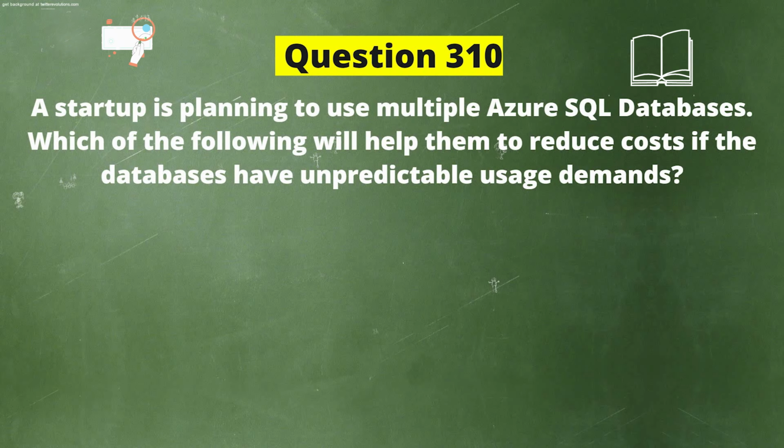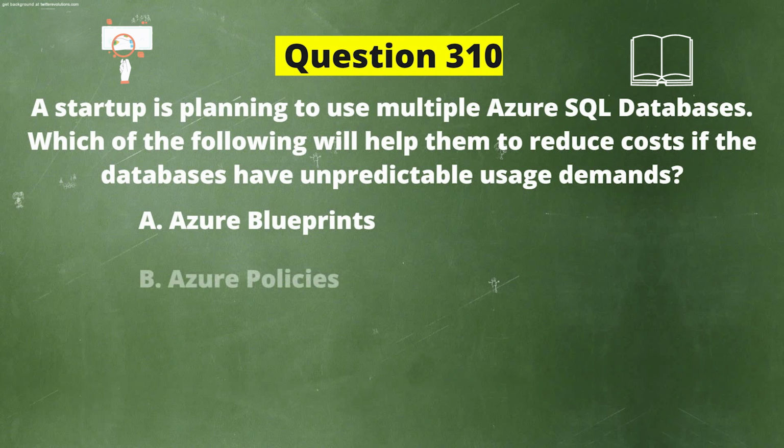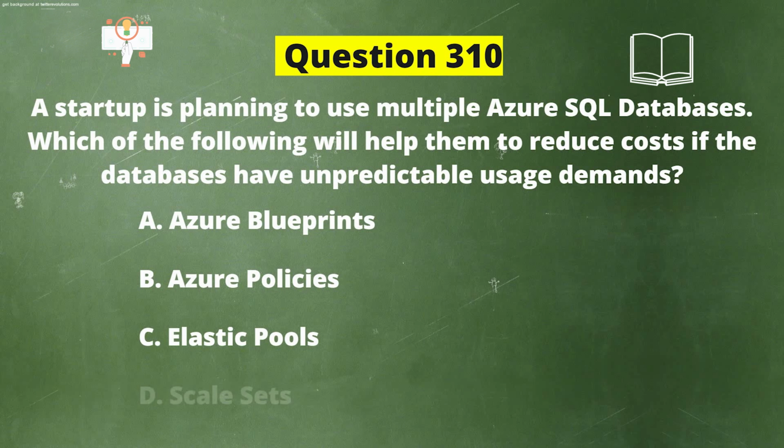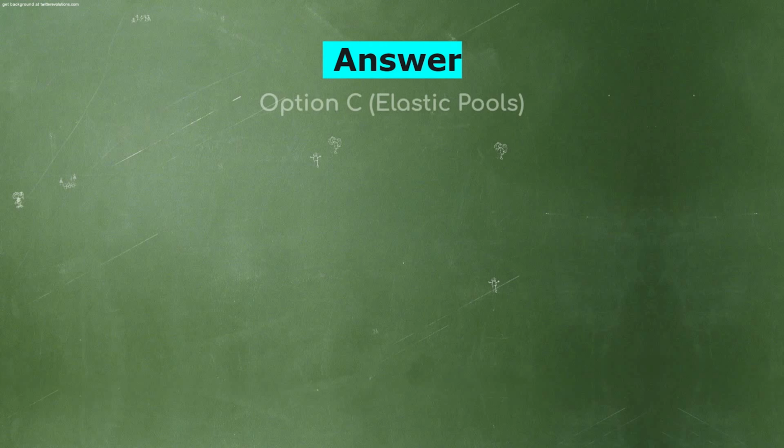Next question. A startup is planning to use multiple Azure SQL databases. Which of the following will help them to reduce cost if the databases have unpredictable usage demands? And the options are A. Azure Blueprints, B. Azure Policies, C. Elastic Pools, D. Scale Sets. And the correct answer is option C.